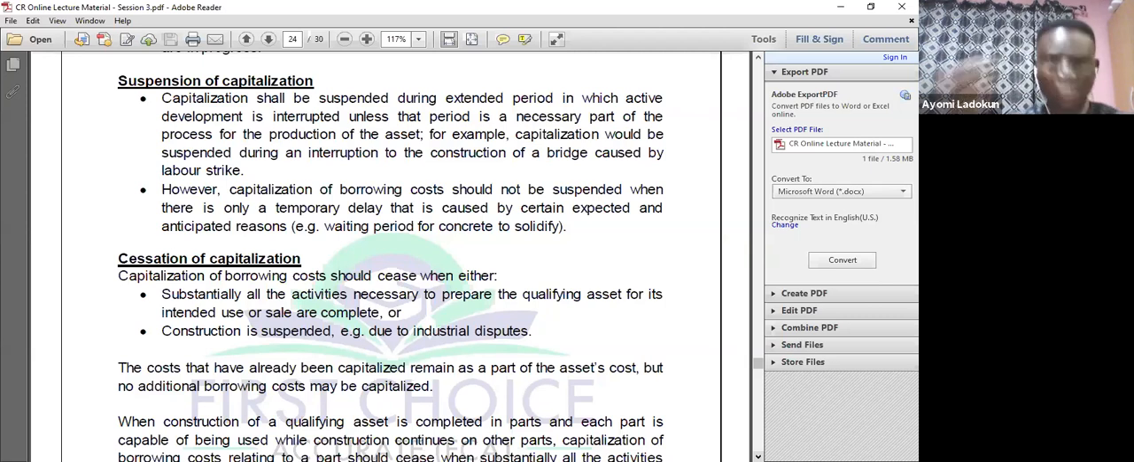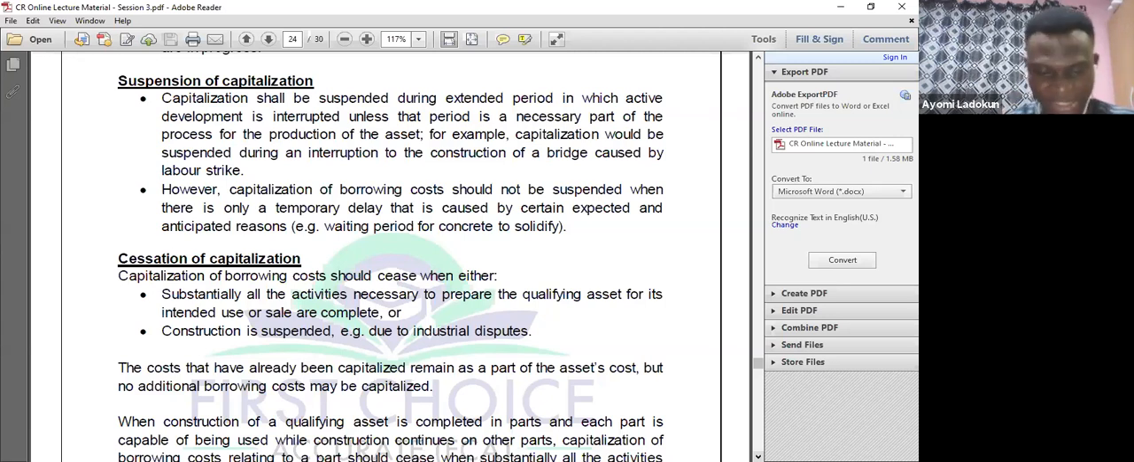Can I say that again? If the active interruption to the development program is necessary to get the asset ready for its intended use or sale, borrowing costs will not be suspended.